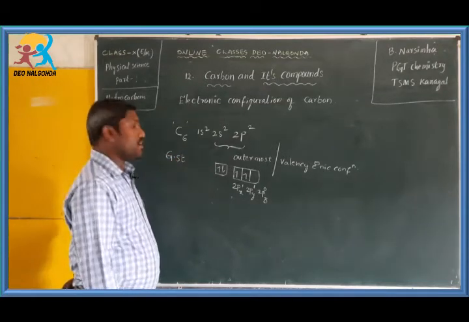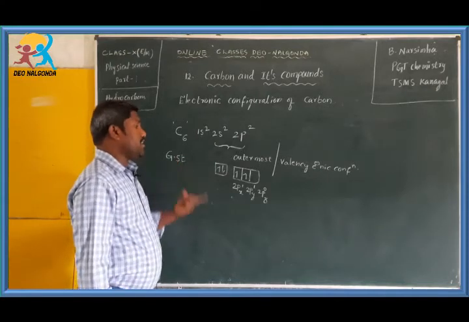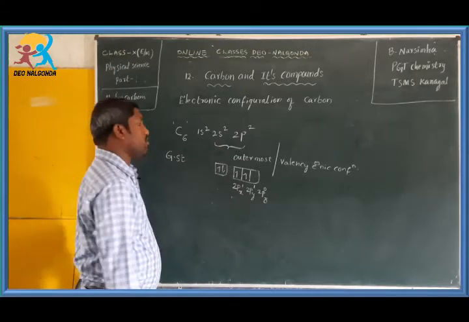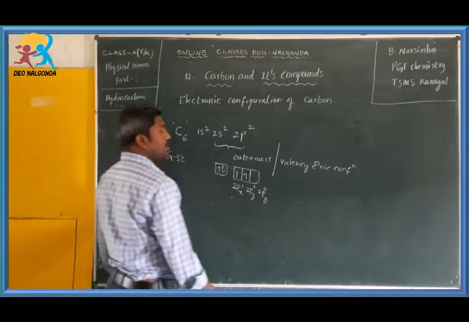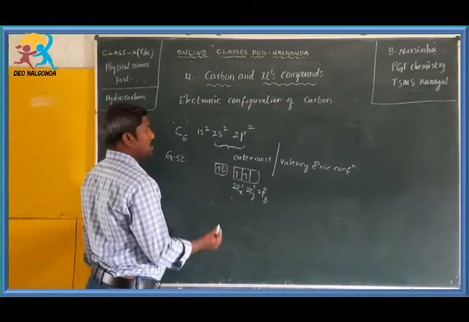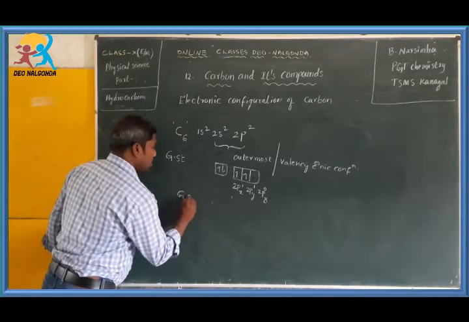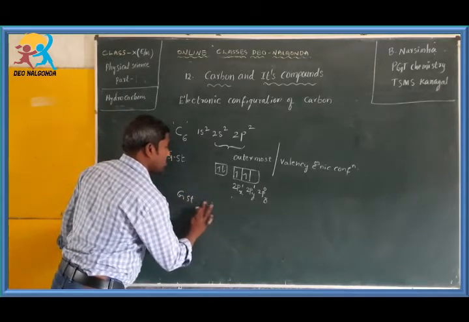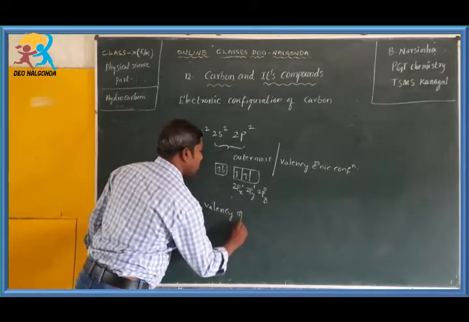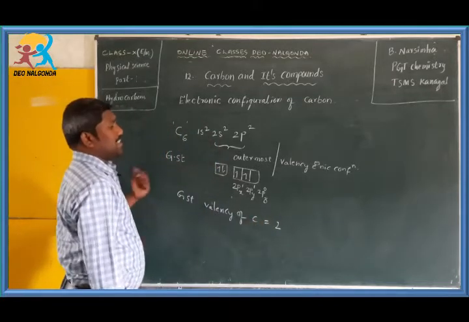In the ground state electronic configuration, carbon has 2 single electrons in the p subshell. Therefore, the ground state valency of carbon is 2, and the remaining valency is in the excited state.